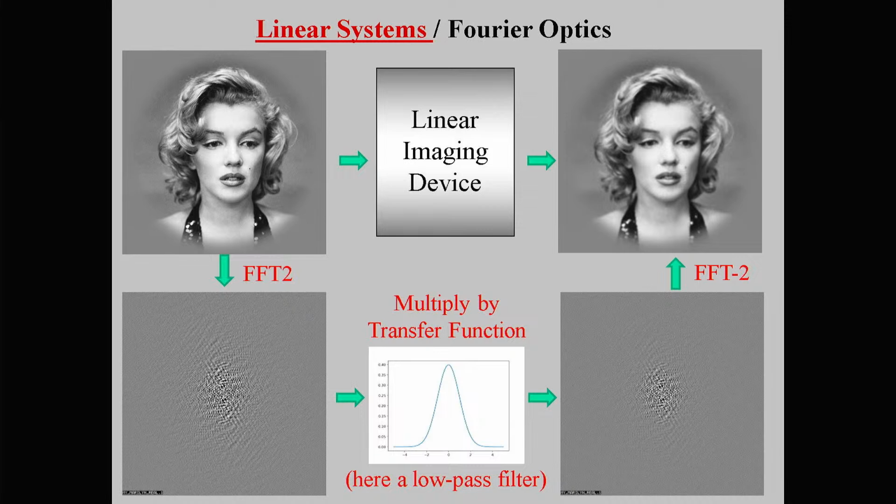So if you have an object and you use a linear imaging system, and you know the object and you know the optical transfer system, then you can predict what the image becomes. So here, this is the Fourier transform, at least the amplitudes, of Marilyn Monroe. You pass it through a low-pass filter, if that's what your optical system does, and you Fourier transform that back. You can describe this mathematically as: the Fourier transform of the object times the transfer function is the Fourier transform of the output image. It's very simple. This is a linear system.